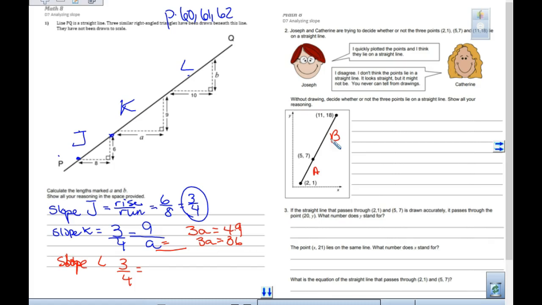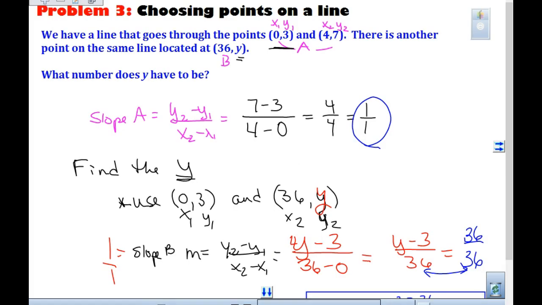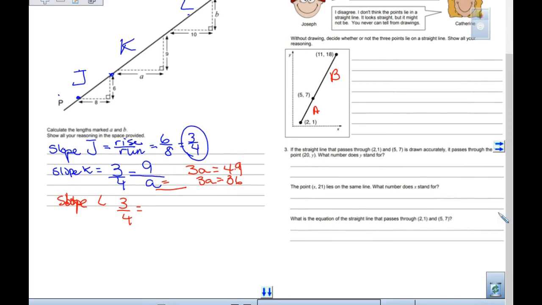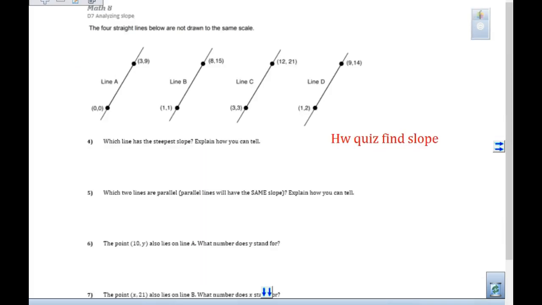Down here, this is the tricky part. This is like that last problem we did. It's like this, problem 3. So this problem 3 here is a lot like our problem 3 of looking if it passes through those points. If you need help with that, please come in.